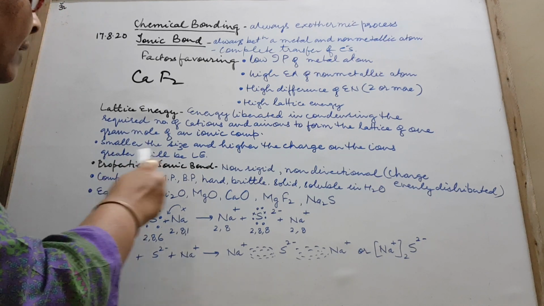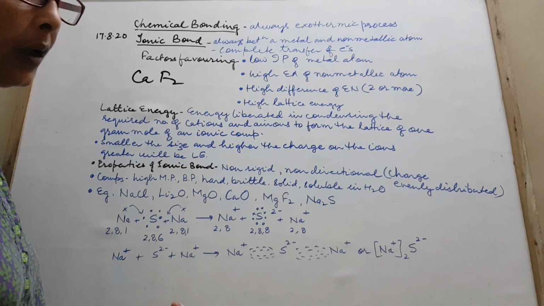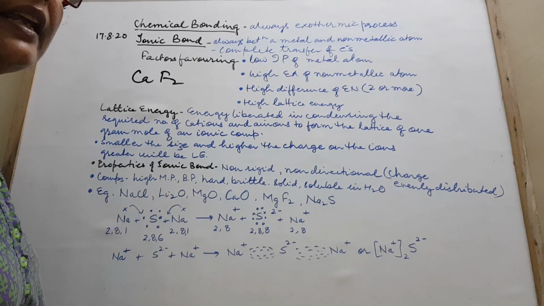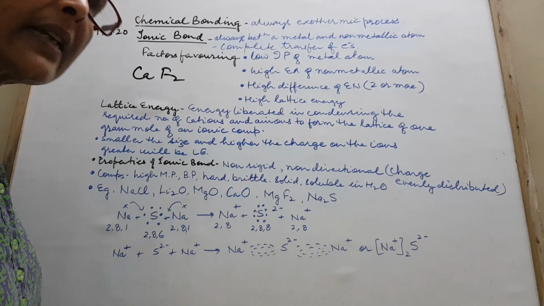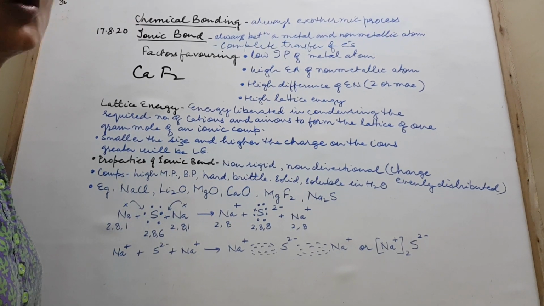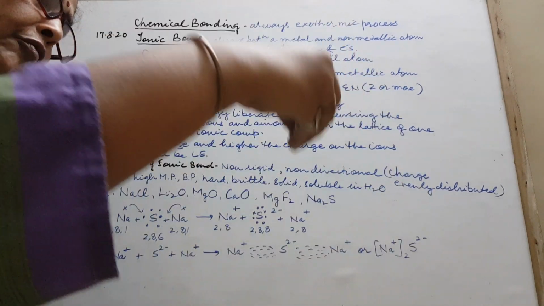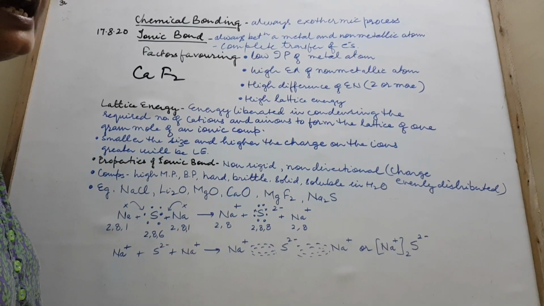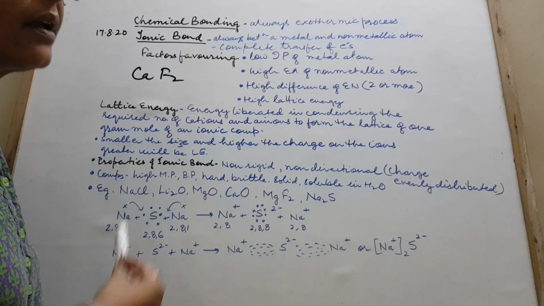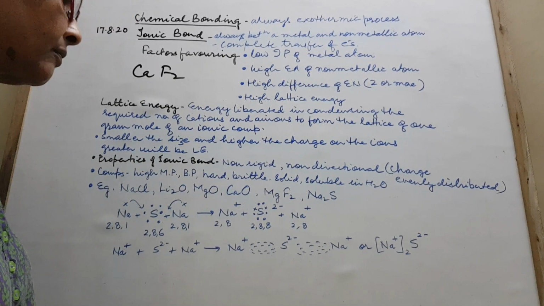Then children, properties of compounds having ionic bond, or say ionic bond itself. Ionic bond is non-rigid. In simple words, it is not a very strong bond. You see, with the help of water, those electrostatic forces of attraction break up and they separate out in the form of ions. So the bond is not rigid.